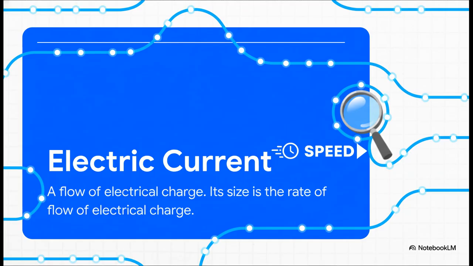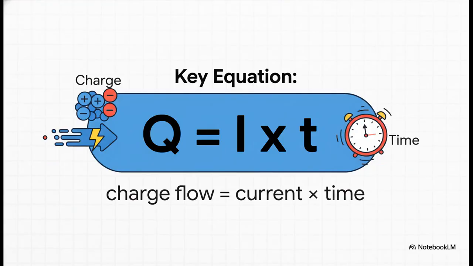At its simplest, current is just a flow of electrical charge. But the most important word on this slide is rate. Current isn't just about charge moving, it's about how much charge is flowing past a point every single second. And that idea of rate leads us directly to our first essential equation. It links charge, current, and time all together. Charge flow, which we call Q, is equal to the current, I, multiplied by the time, t. This one's a non-negotiable. You absolutely have to be able to recall it and use it.